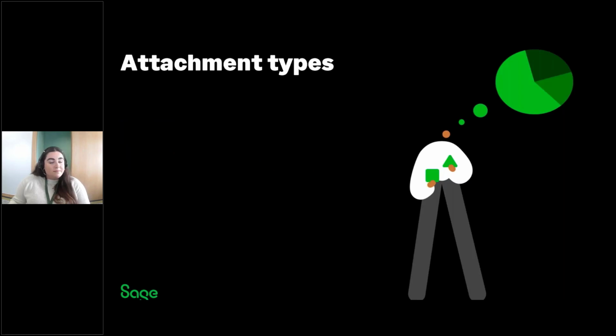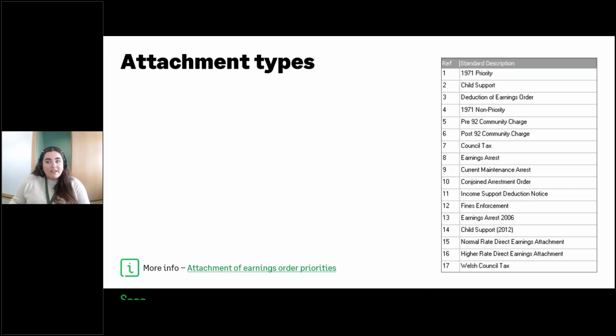So attachment types. There are 17 attachment types in Sage 50 Payroll, and these all relate to different debt deduction orders that you might receive from a court or other issuing authority. We've grouped some of them together just to show you what they are, as they cover 5 broad categories. So we can see that list of 17 on the right, and let's take a little look at those groups.